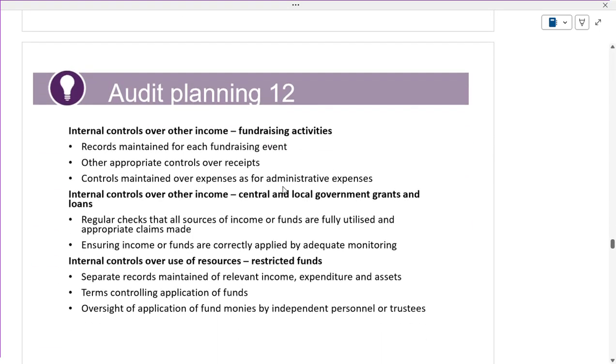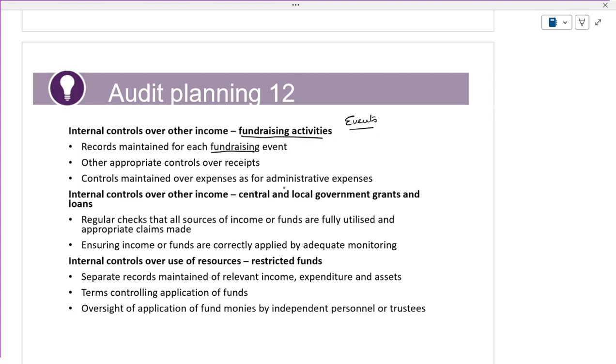Internal controls over other income, fundraising activities. People will create events. You are conducting one football match to generate funds for deprived people, for some specific people you are going to raise funds. You have to keep records maintained for each fundraising, for each specific cause we are doing.